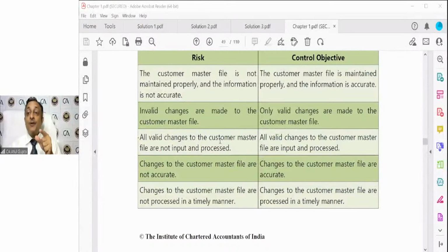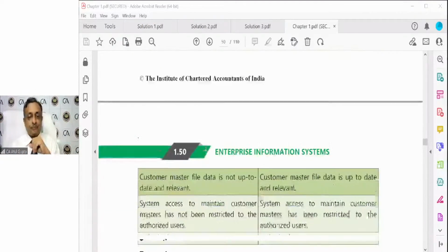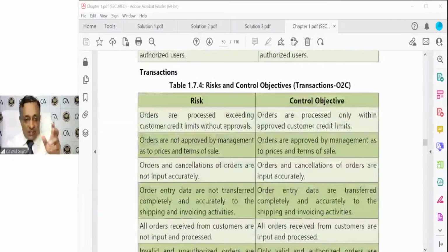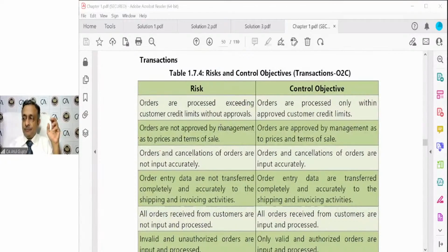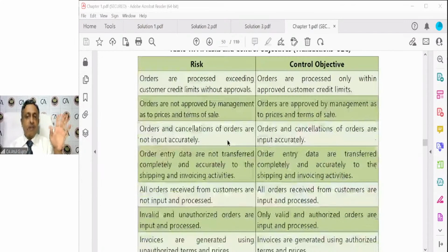What is the impact? The impact could be that if the customer is A and someone makes a change, he or she is able to make the change that customer A is replaced by customer B. So the product that was supposed to be delivered to A has been delivered to B. Risk. So that is the impact. Now coming to transactions. Orders are processed exceeding customer approval limits, so we need to ensure that this is strictly controlled. Orders not approved by management must not be happening. All orders must be approved before they are dispatched.